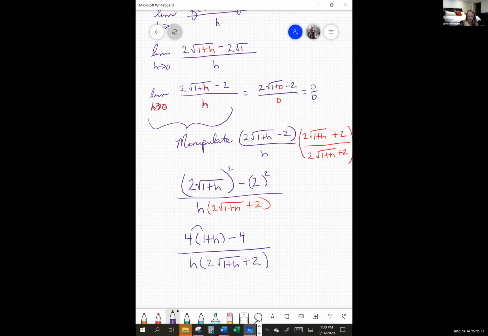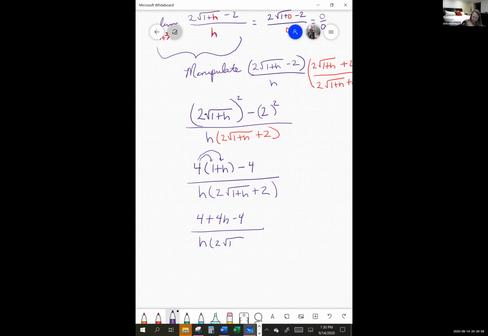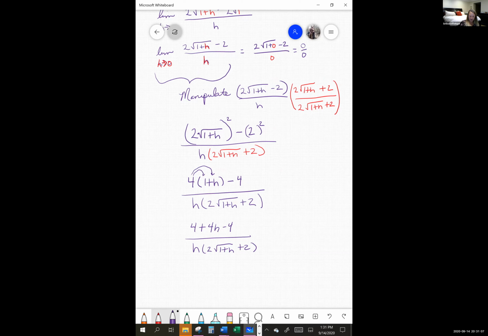I distribute my 4. Notice we get 4 plus 4h minus 4 all over h times 2 square root of 1 plus h. My 4s cancel in my numerator. If that happens, notice you have a 4h in the numerator all over an h times 2 square root of 1 plus h, and then a plus 2. Notice those h's cancel.